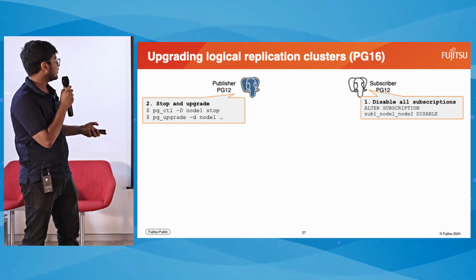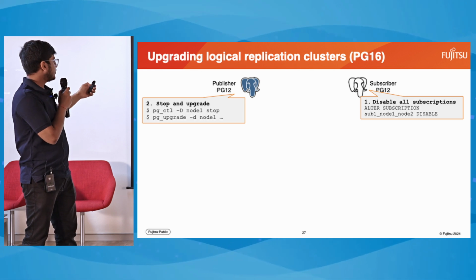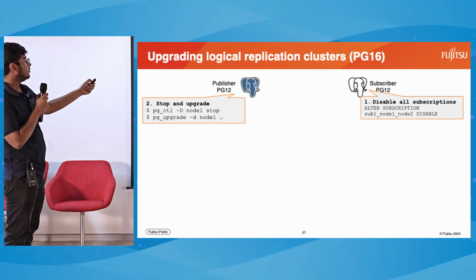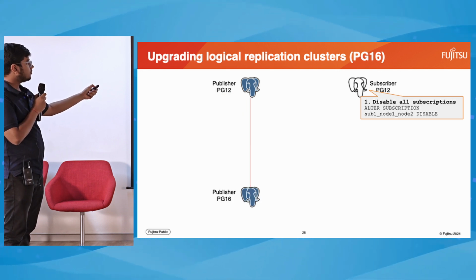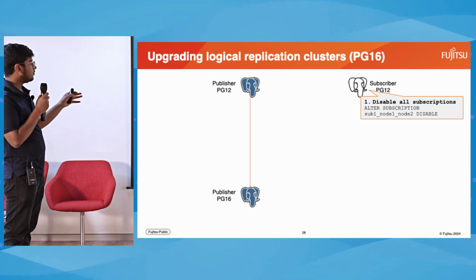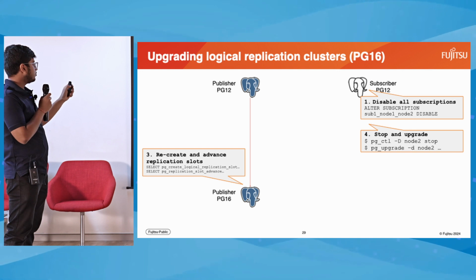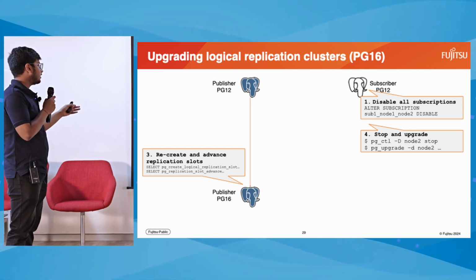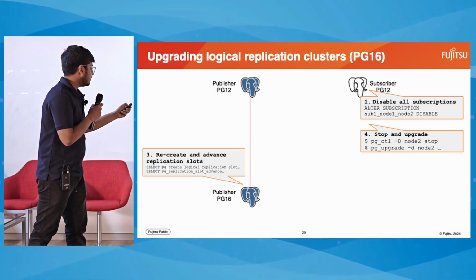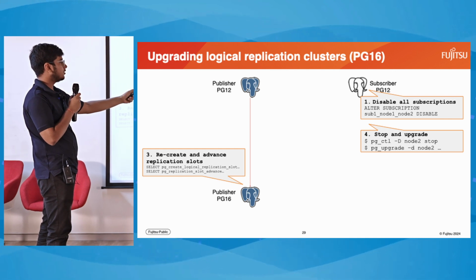Yeah, so here we stop the publisher server and then upgrade it. While upgrading, we see that the replication slots are not being retained while upgrading the publisher. So what we need to do is recreate the replication slots and advance the replication slot, and then on the subscriber side we need to stop the server and upgrade the server.